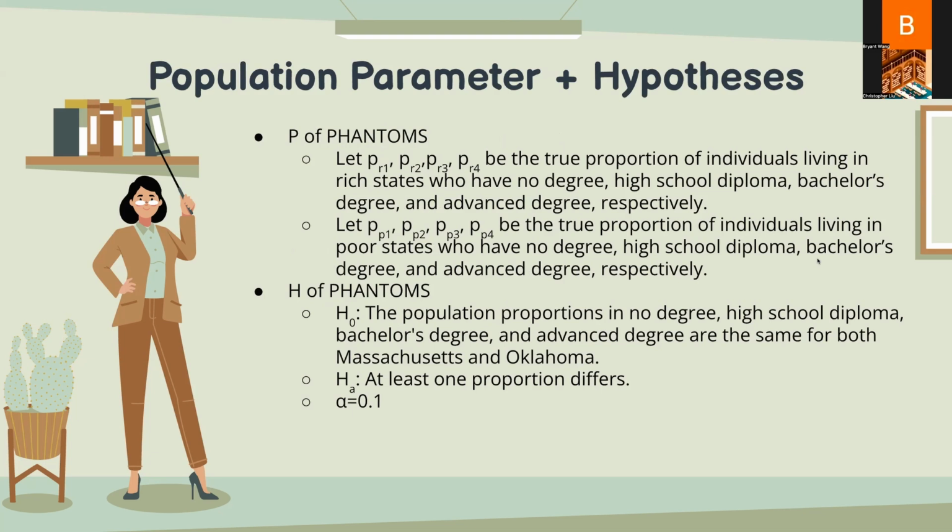So let's look at our population parameters and hypotheses. For the population parameter, we let PR1, PR2, PR3, and PR4 be the true proportion of individuals living in rich states who have no degree, a high school diploma, a bachelor's degree, and an advanced degree, respectively. We similarly define PP1, PP2, PP3, and PP4 for the poor state. For H0, our null hypothesis is that the population proportions in no degree, high school diploma, bachelor's degree, and advanced degree are the same for both Massachusetts and Oklahoma. Our alternative hypothesis is that at least one proportion differs. And as Chris mentioned before, our alpha is 0.1 because of the issues with making the type 2 error.